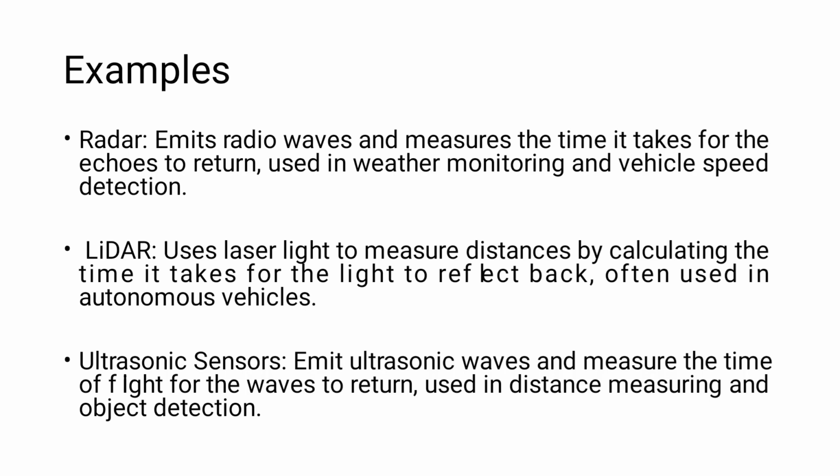Radar emits radio waves and measures the time it takes for echoes to return, used in weather monitoring and vehicle speed detection. LiDAR uses laser light to measure distance by calculating the time it takes for the light to reflect back, and is often used in autonomous vehicles. Ultrasonic sensors emit ultrasonic waves and measure the time of flight for the wave to return, used in distance measurement and obstacle detection.